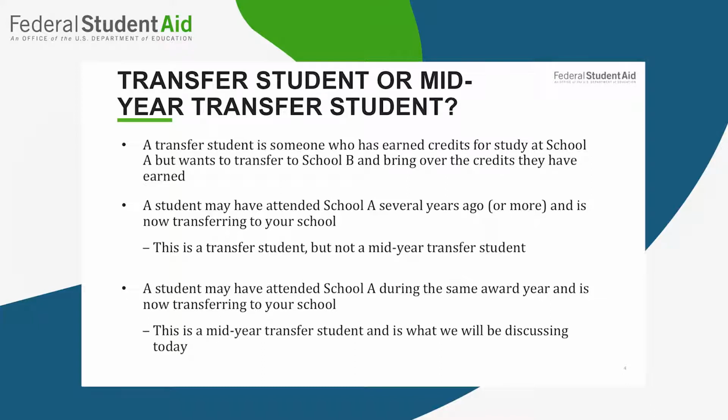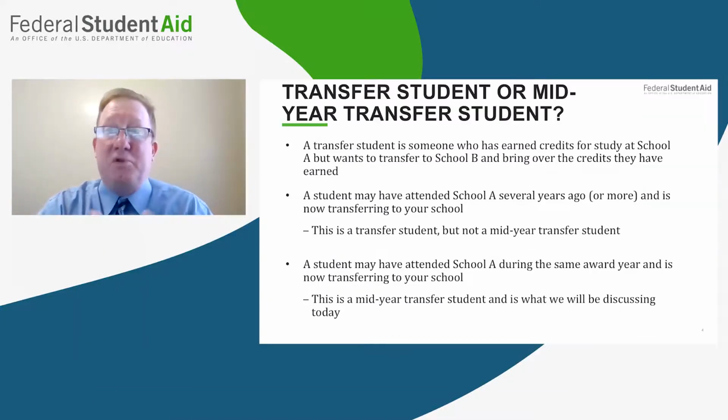School B. Now, the student may have attended School A several years ago, 10 years ago, 20 years ago, or more, and now they're transferring to your school starting maybe this fall or next spring. Is that a transfer student? You bet that's a transfer student, but that's not a mid-year transfer student. A mid-year transfer student may have started attendance at School A during the same award year, and now they want to transfer to your school, School B, during the same award year. That is a mid-year transfer student, and that's the type of student we're going to discuss today.